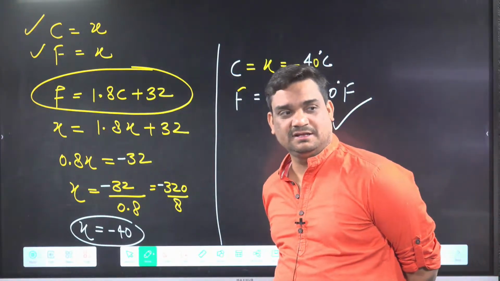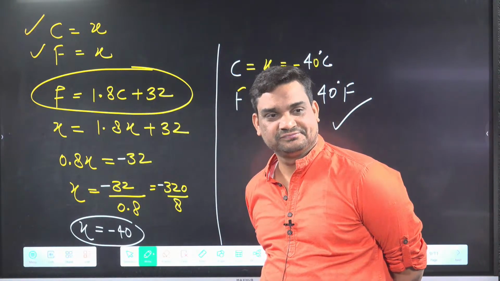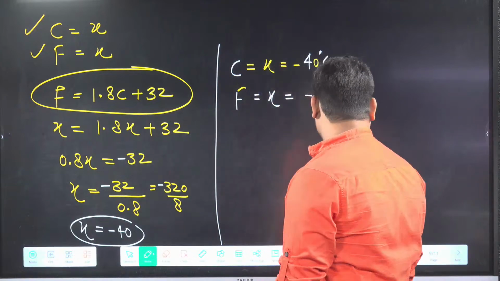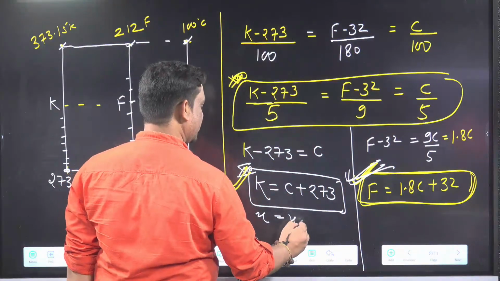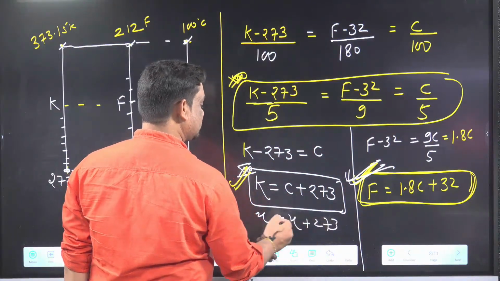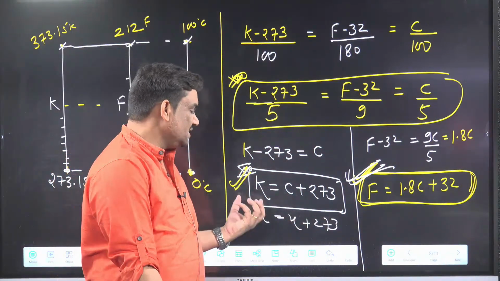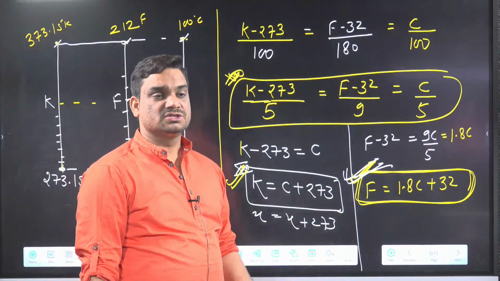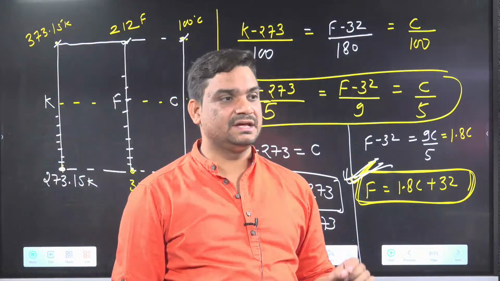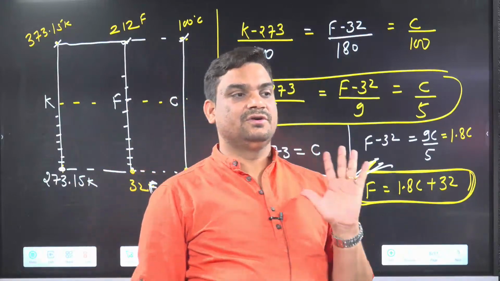Possible or not possible? Not possible, because if I put X here and also X here, what will happen? X will be cancelled. You will never get the things. Actually, this X cannot be X plus something. So there is no common reading in Celsius and Kelvin.